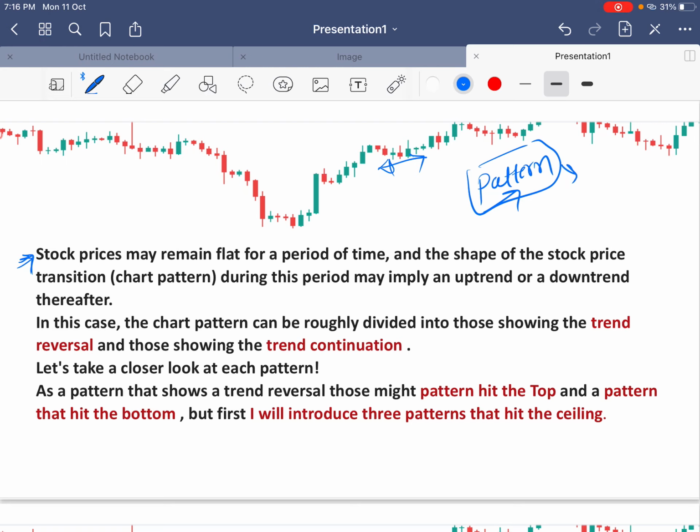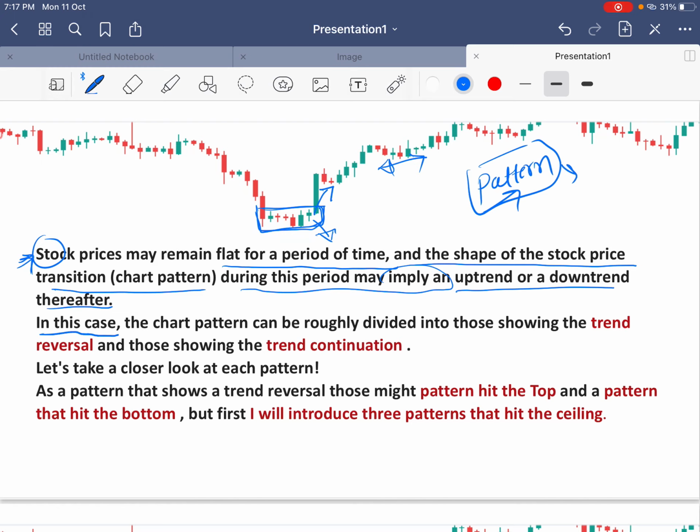So as you can see from here, stock price may remain flat for a period of time, and the shape of the stock price transition during this period may imply an uptrend or a downtrend thereafter. So what does that mean? Let me just take the example from here. As you can see, the chart is in a consolidation zone, but after this the chart might jump up to the buying side or might get down from this consolidation zone.